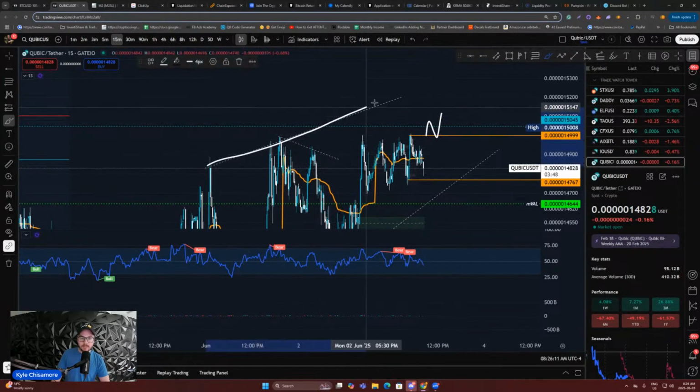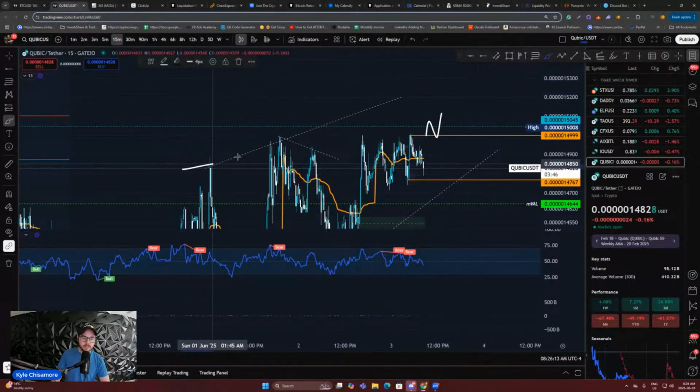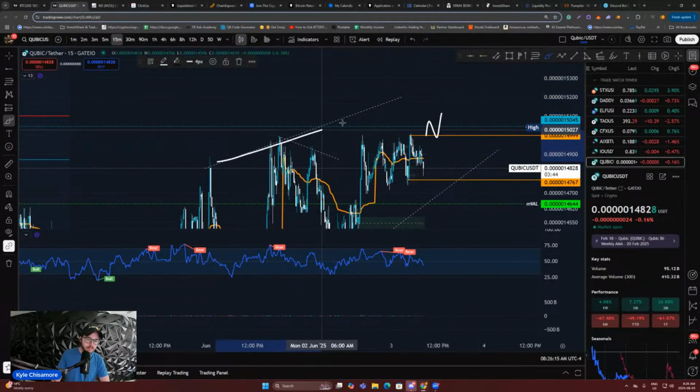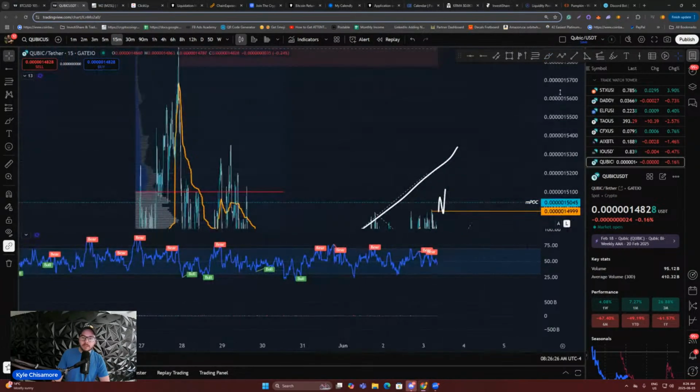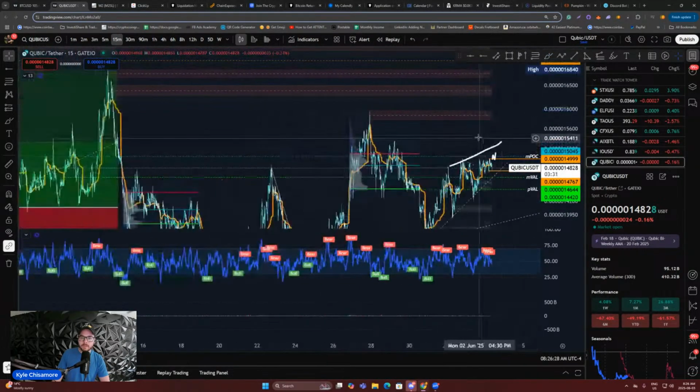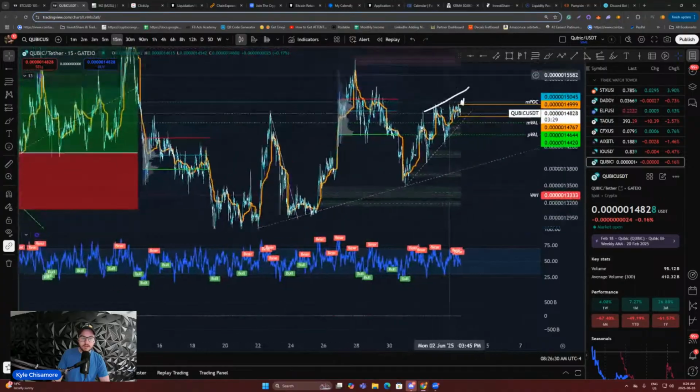Then you want to watch this ascending momentum and watch this on the order books and see if there's a sell wall. Because if there's a sell wall, then we're likely going to stay inside this ascending channel. If there isn't a sell wall, then maybe Cubic will finally start to run back up. Because this thing is just chugging along, man.